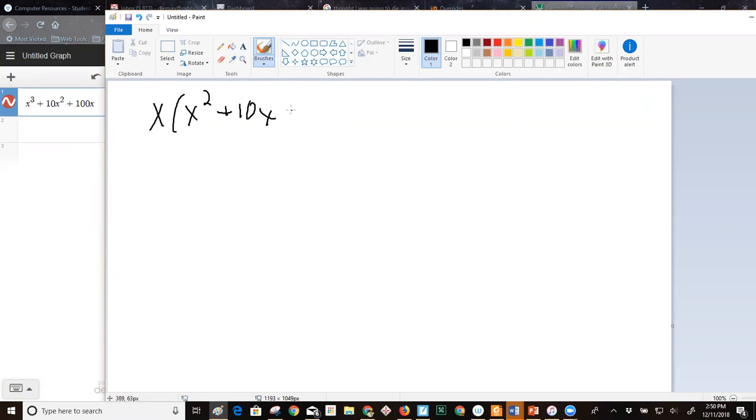Okay, x squared plus 10x plus 100. And then I'm asking myself, well, I know x equals 0 is one of the zeros for this polynomial. The other ones, well, I'm left with this. I don't really know, so let's apply Descartes' rule of signs to this. If I just look at this, I see no sign changes. So that tells me there are no positive real roots.